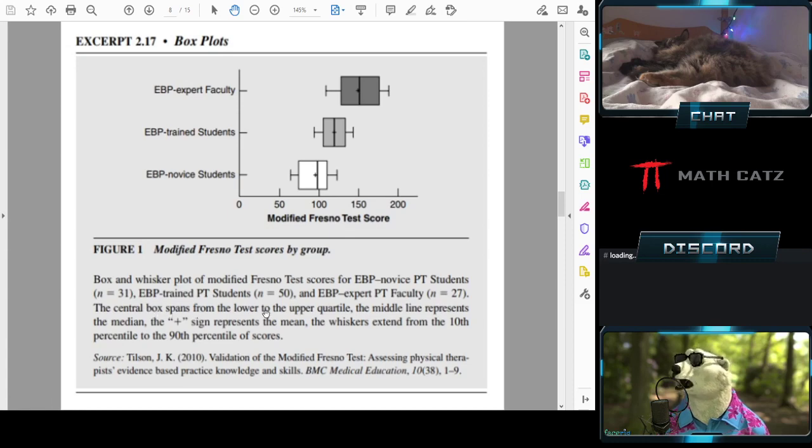The central box spans from the lower to the upper quartile. That is pretty standard, but it's good to say. The middle line represents the median, and the plus sign represents the mean, so they have a little bit more to show where the mean doesn't sit quite on the median. The whiskers, these little lines at the end, extend from the 10th percentile to the 90th percentile. So now you know. They're not trying to hide it to make the whiskers look shorter or longer by not explaining. They are upfront and explain exactly what these mean.